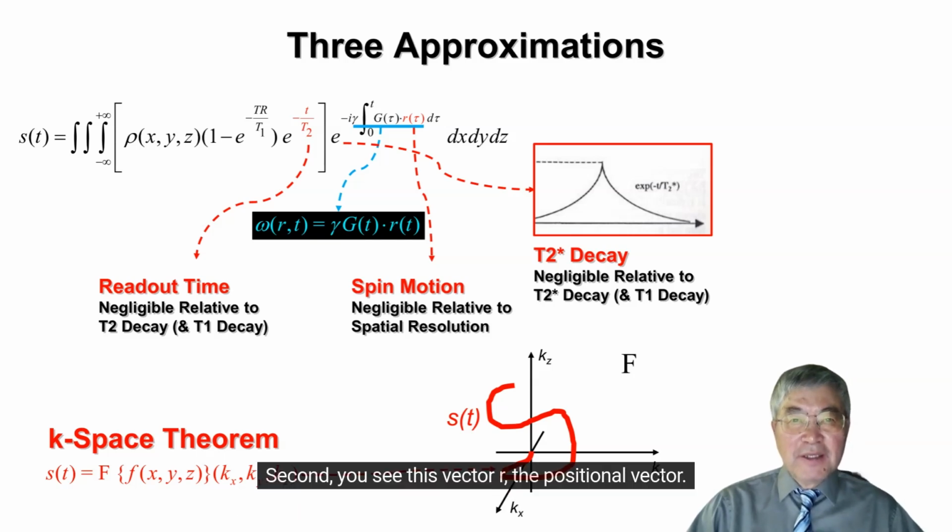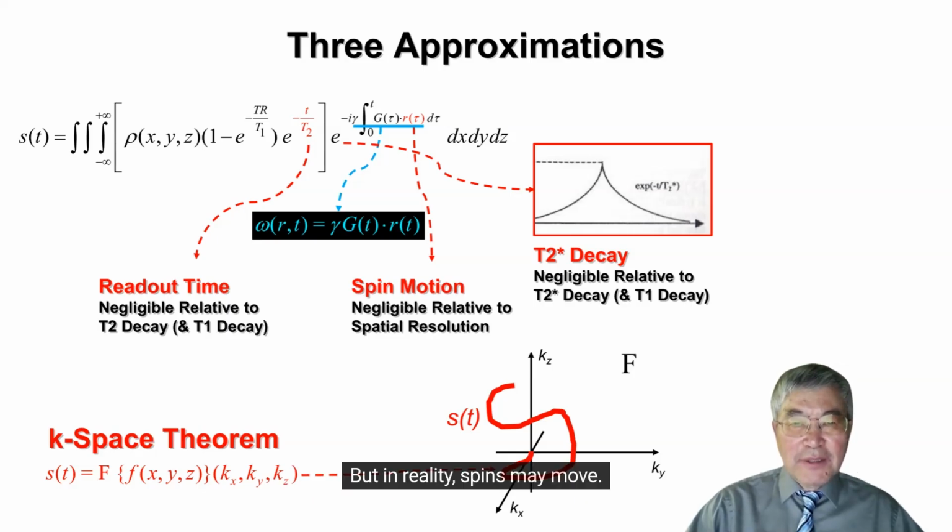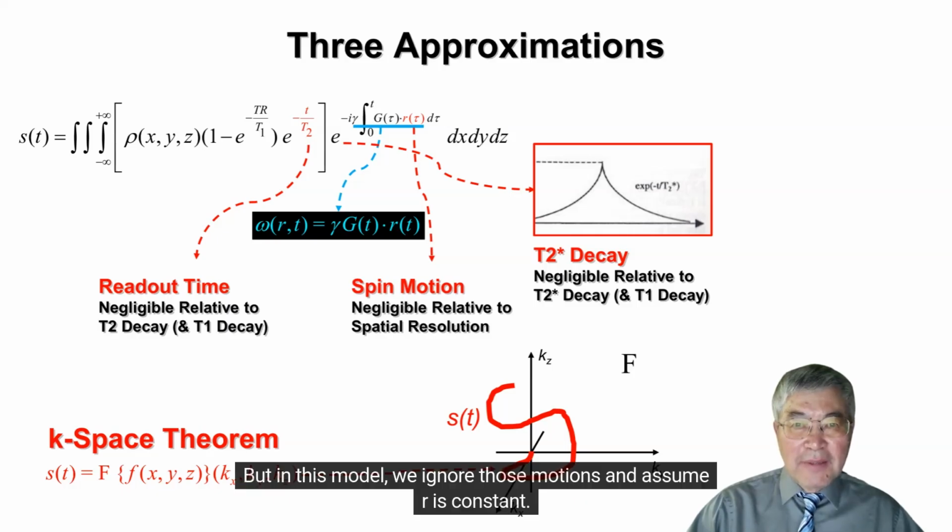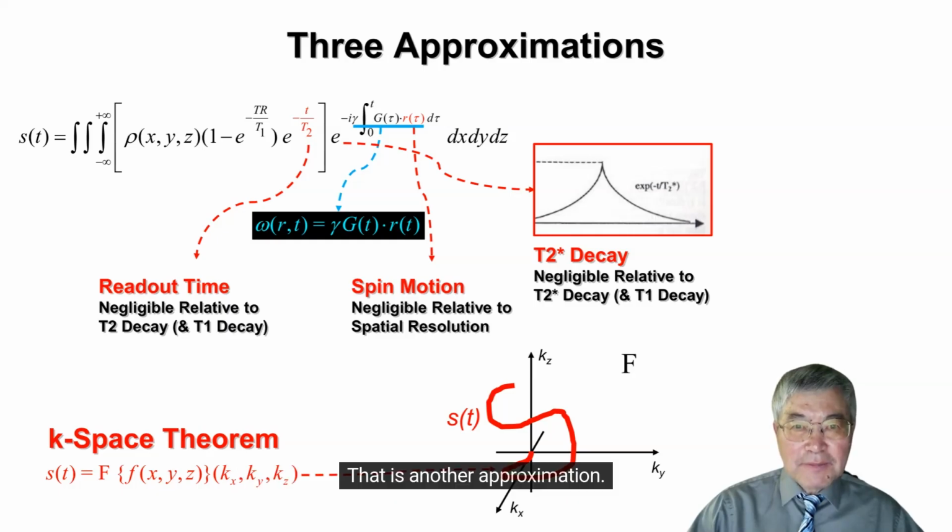Second, you see this vector r, the positional vector. We treat it as if it is constant, fixed in space. But in reality, spins may move. For example, spins in blood keep moving. Patients may also move. Even molecular motion introduces some effects. But in this model, we ignore those motions and assume r is constant. That is another approximation.